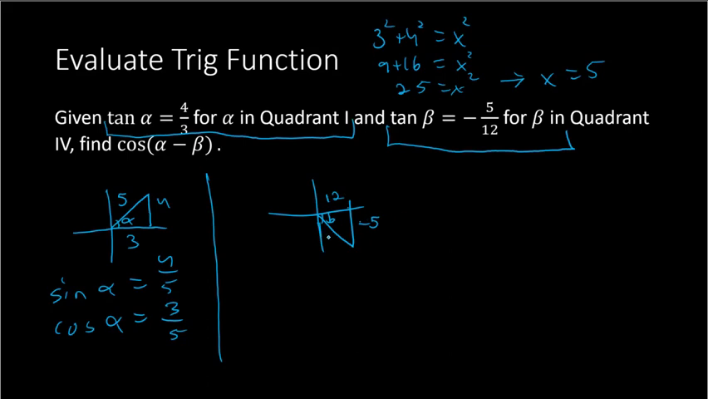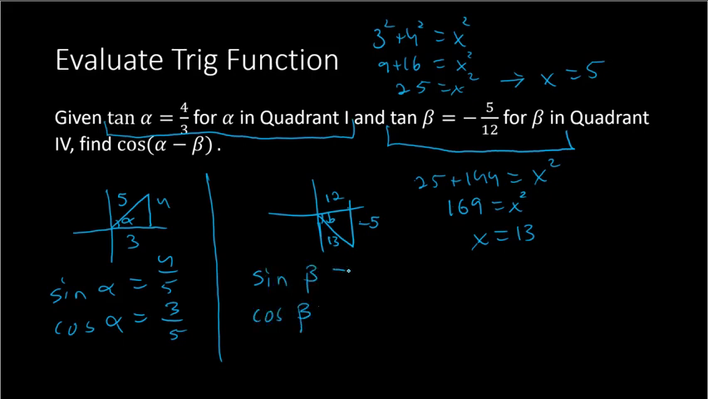And then from here, we can find the hypotenuse by using the Pythagorean theorem. We have -5 squared, which is 25, plus 12 squared, which is 144, equals hypotenuse squared, which would be x squared. And 25 plus 144 is 169. Take the square root. x would equal the square root of 169, which is 13. So the hypotenuse is 13. And now we can find the sine of beta and the cosine of beta. Sine is opposite over hypotenuse, so we have -5 over 13. Cosine is adjacent over hypotenuse, which would be 12 over 13. So we have sine and cosine for alpha and beta.